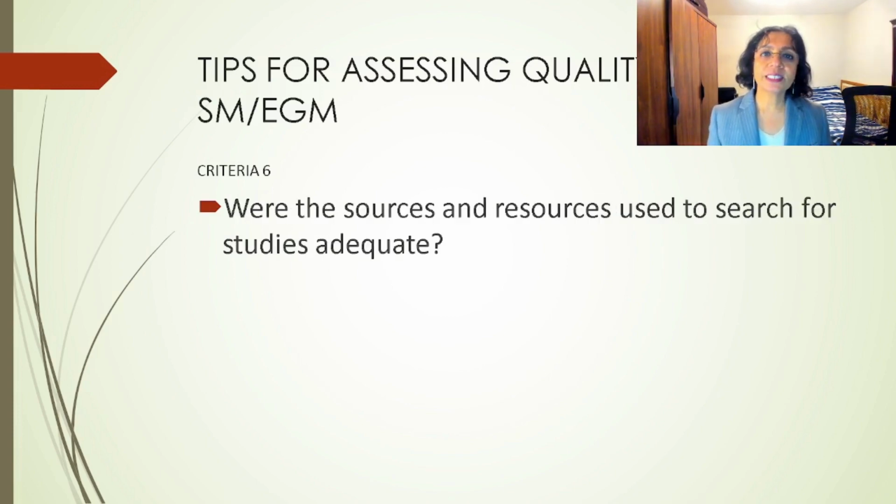Now we have to check the sources or resources, whether they were adequate. It depends upon the topic of the systematic map. If it is a broad topic, or a broad type of map question, then some of the common databases are searched. Sometimes the question or the topic could be specific to a particular geographical location, so some regional databases also have to be searched.